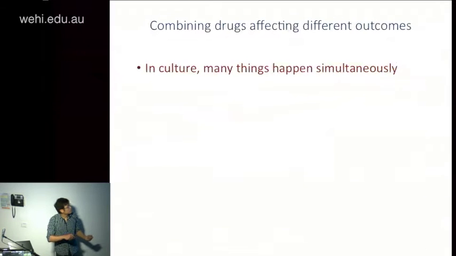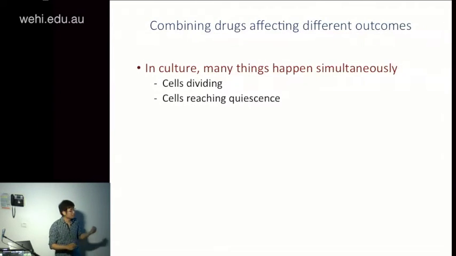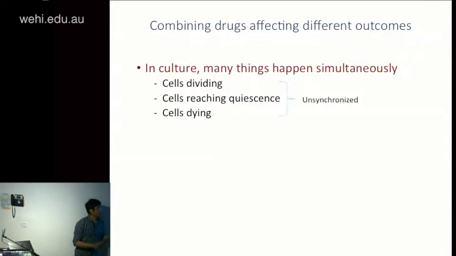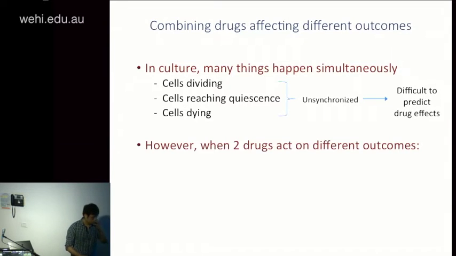So next, we want to talk about how we explored the effects of these two drugs on the population level. Before I go on to that, I'd like to take us back and run through an understanding of what happens in the culture. In culture, a lot of things happen simultaneously. There are cells that are dividing, there are cells that are reaching quiescence, and there are cells that are dying. All these processes are unsynchronized, which makes it really difficult to predict how drugs can have an impact on these values.